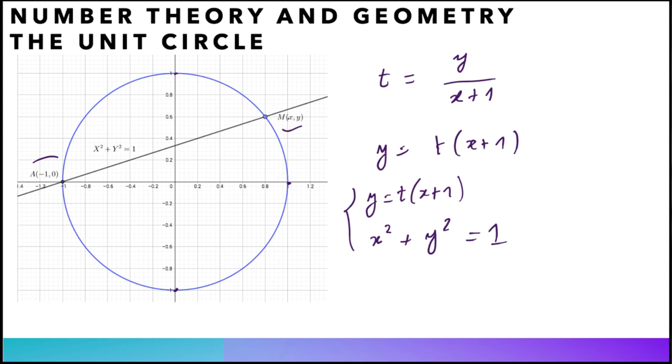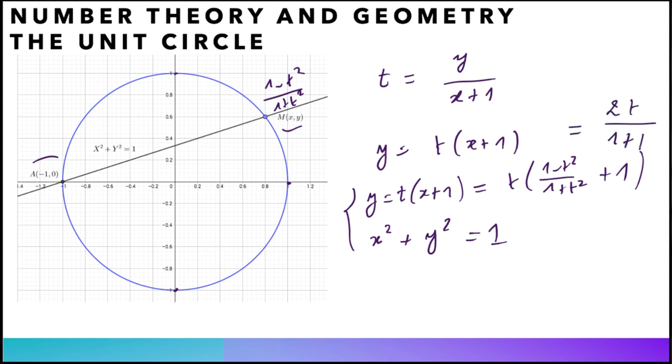Thus, the x coordinate of our point M here is (1 minus t squared) over (1 plus t squared), which is a rational number. To compute the y coordinate, we get back to this equation and write that y is equal to t times ((1 minus t squared) over (1 plus t squared) plus 1), which is equal to 2t divided by (1 plus t squared) after straightforward calculation. So this is the y coordinate. Thus, all the rational points on the unit circle except (minus 1, 0) are of the form ((1 minus t squared) divided by (1 plus t squared), 2t divided by (1 plus t squared)).